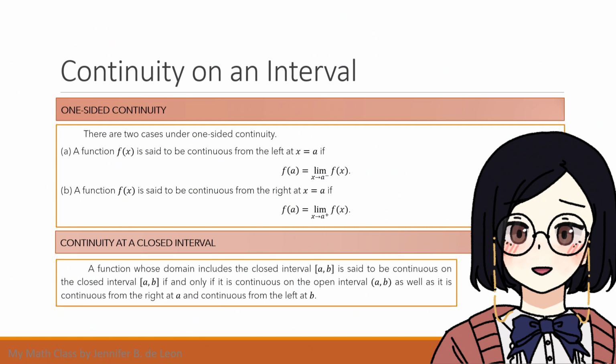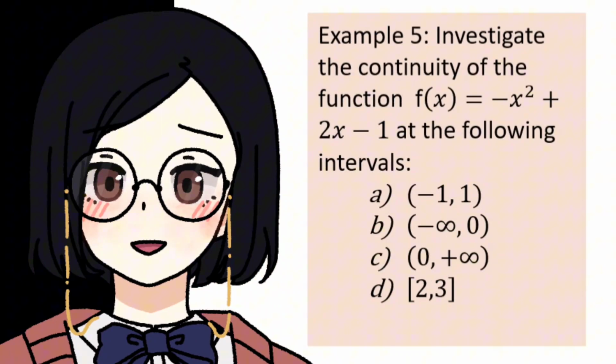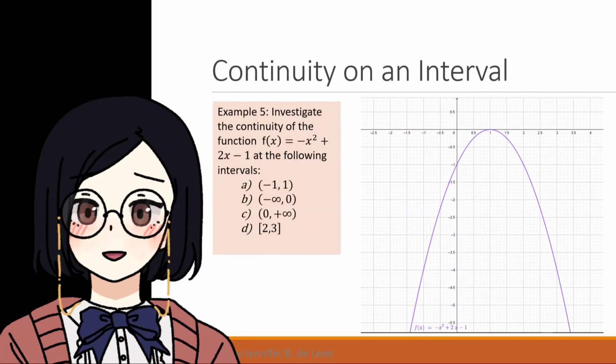So we try to investigate the continuity of the function f of x equals negative x squared plus 2x minus 1 at the following intervals. We have a, from negative 1 to 1; b, from negative infinity to 0; c, from 0 to positive infinity; and d, the closed interval from 2 to 3. Now we apply the graphical method in determining whether the given function is continuous on these intervals.